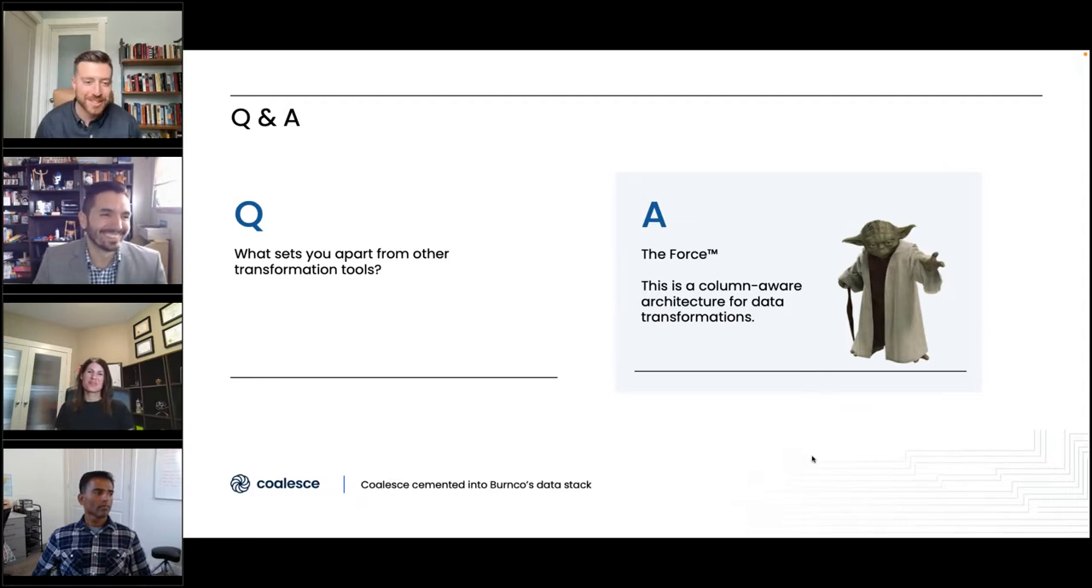But no, really, this comes back to our column aware architecture that I was talking about. Our tagline is the only data transformation tool built for scale. And it really comes back to that idea of the scalability and the efficiency of a GUI without sacrificing any of that flexibility, because of that column aware architecture. That's what's really unique to Coalesce.